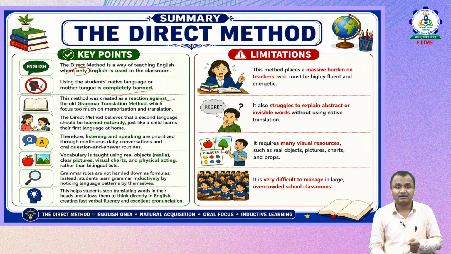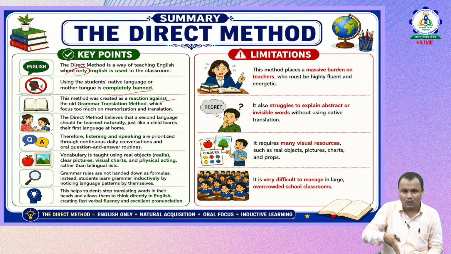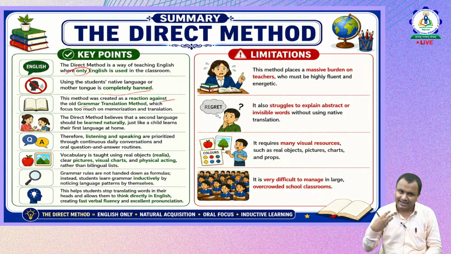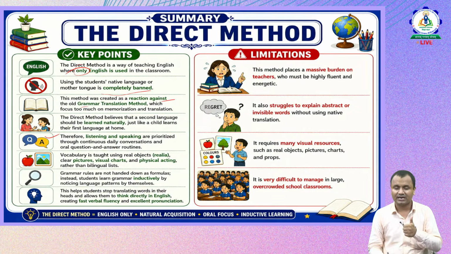Next, the direct method believes that the second language or the target language should be learned naturally. Just like we acquire the mother tongue from the environment by using it in daily life, we should acquire this particular target language naturally by using it at home, in the classroom, in different contexts. So it says that the target language should be acquired naturally, should be acquired directly.